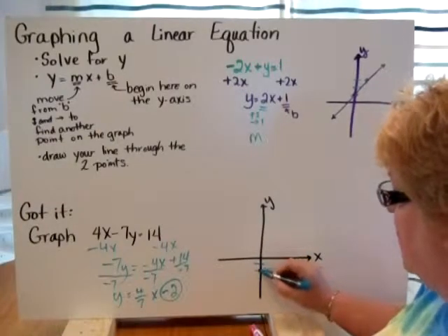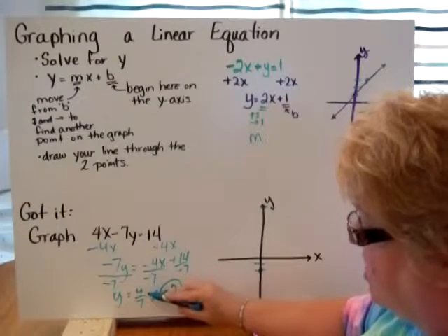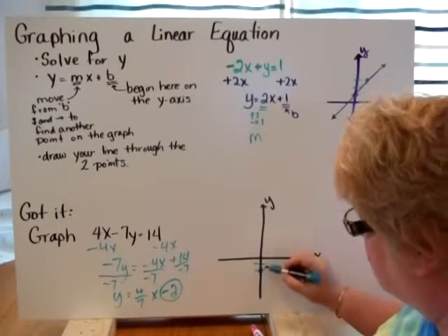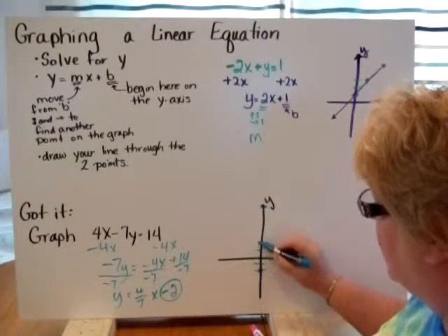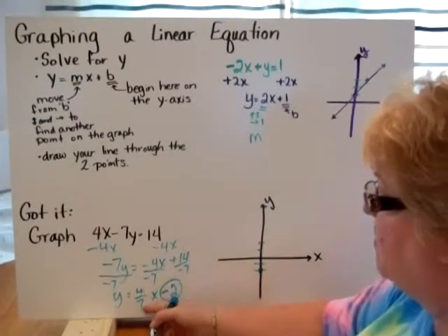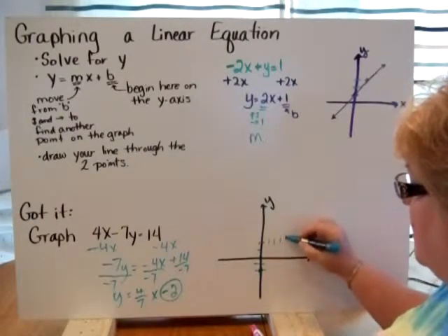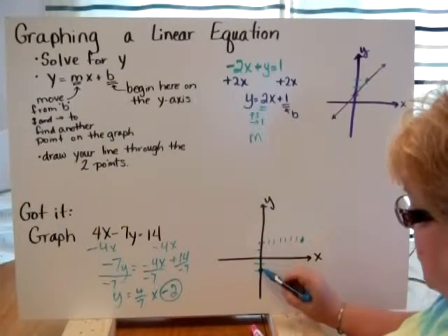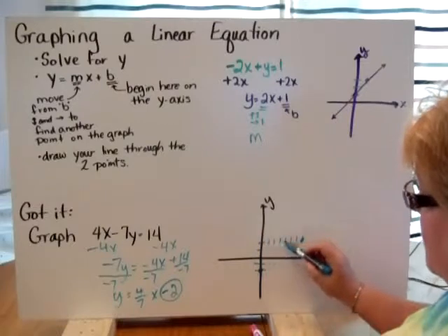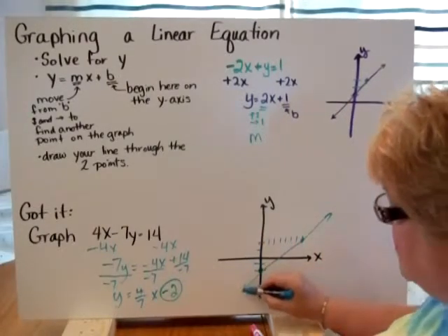So we would start at negative 2 on the y-axis, and then our slope is a positive 4 over 7, so that tells us from this point we're going to move up 1, 2, 3, 4, and then we're going to move to the right 7 places. 1, 2, 3, 4, 5, 6, 7. And there's our next point. From where we started, we went up 4 and over 7, and now we draw the line through those 2 points.